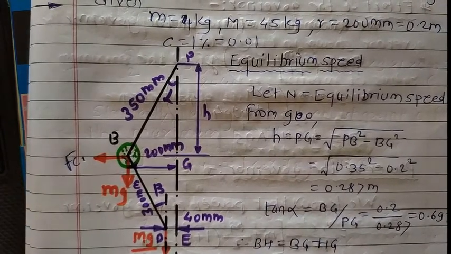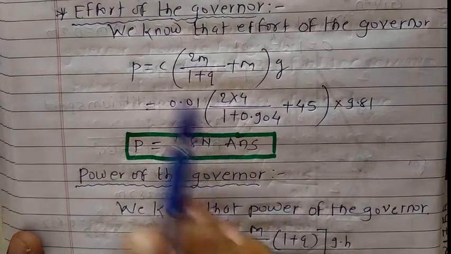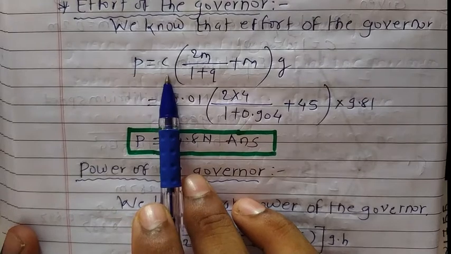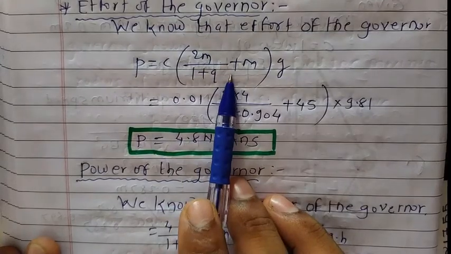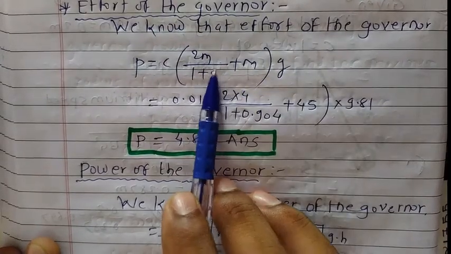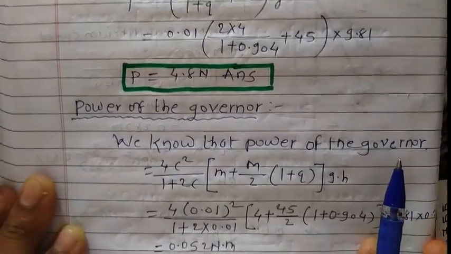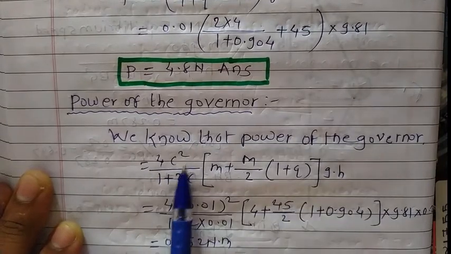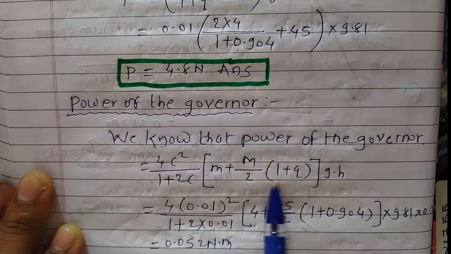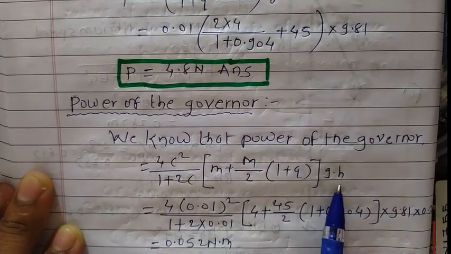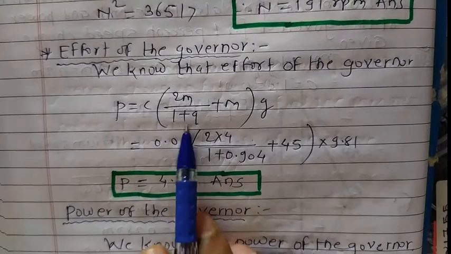So our target is to find the effort and power of the governor. We know the effort of the governor is P equals C into 2m divided by 1 plus q, plus capital M into g, meaning the value of q is definitely required. And the power of the governor has this relation: 4C squared divided by 1 plus 2C, into the bracket m plus capital M by 2 into 1 plus q, into g into h. So with the known values, first of all try to get the value of q.